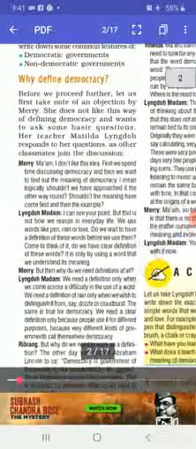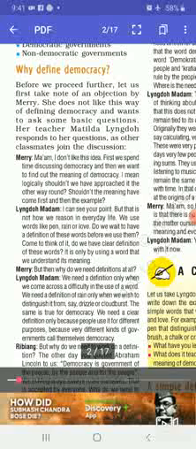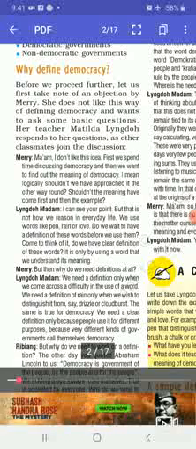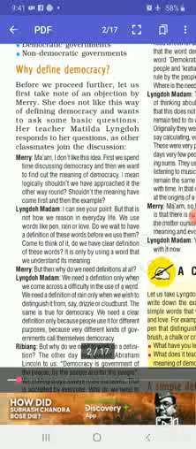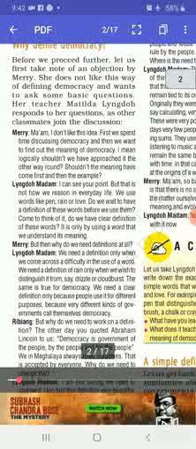Why define democracy? Before we proceed further, let us first take note of an objection by Mary. She doesn't like this way of defining democracy and wants to ask some basic questions. Her teacher Matilda Lingdo responds to her questions as other classmates join the discussion. So, what is the question of Mary, or what type of objection is she raising?